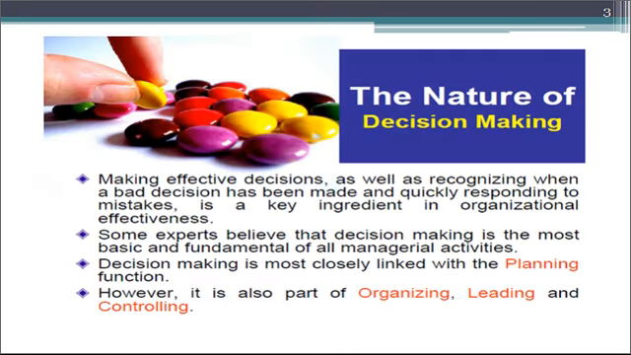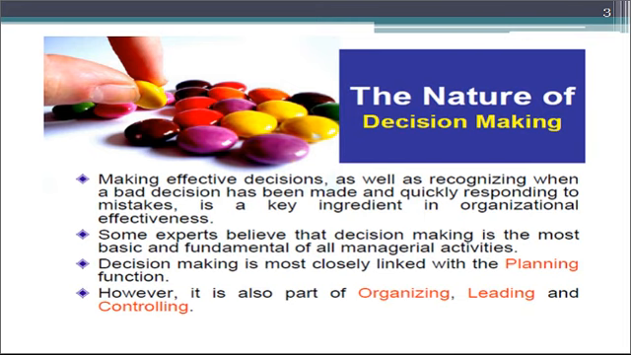Let us discuss the nature of decision making. For an organization to be successful, the decision making is one of the key important factors. A managerial level or the top management is involved in the decision making, and if the decision is correct, then no doubt there is success for that particular organization.